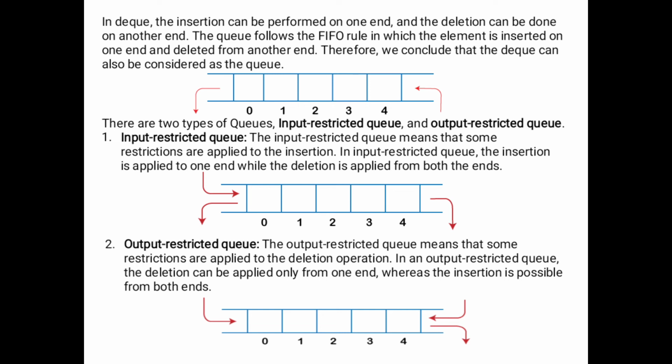So we can simply understand: input restriction means data is inserted at only one end while deletion is at both ends. But output restriction means insertion is available at both sides and deletion is at only one end of the double-ended queue. Those are the two types of queues in a double-ended queue.